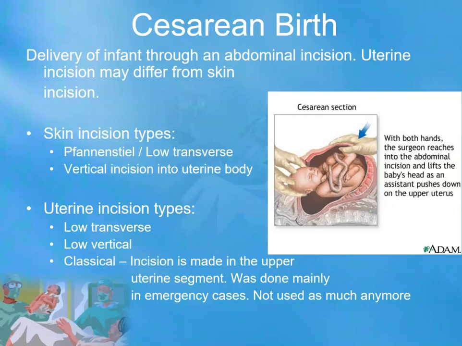Remember, with a previous C-section also, we really don't put the IUPC, the intrauterine pressure catheter, in these patients, because it can coil up and it can bust through the uterine wall, wherever the scar might have been. Okay, so keep that in mind.